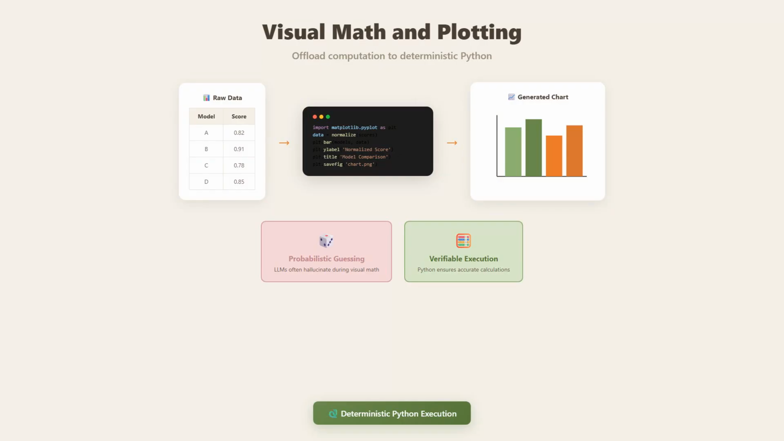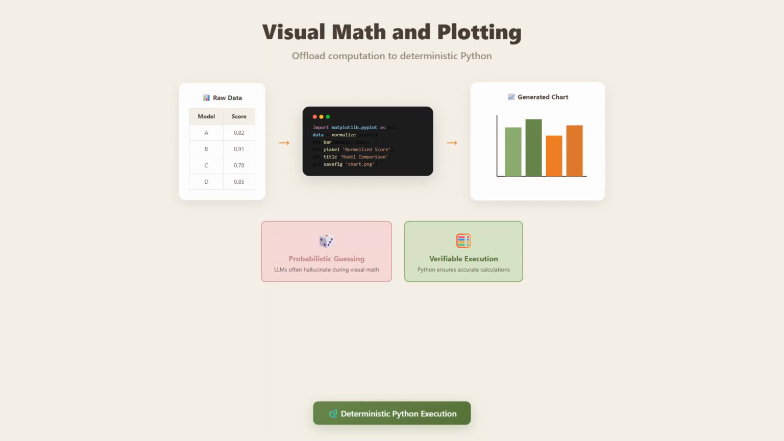Here's an example. The model receives a data table with model performance scores. Instead of trying to mentally calculate normalized values and visualize them, it writes actual Python code using matplotlib to process the raw data, normalize the scores to a standard scale of 0 to 1, and generate a professional bar chart. You can see the code importing matplotlib, running the normalization function, and saving the output. The result is a clean, accurate visualization that would be impossible to generate reliably through probabilistic guessing alone.